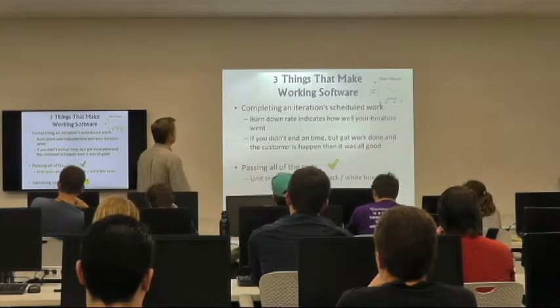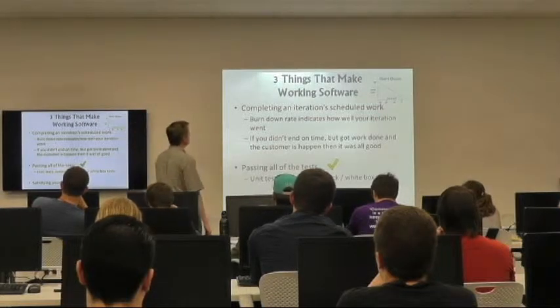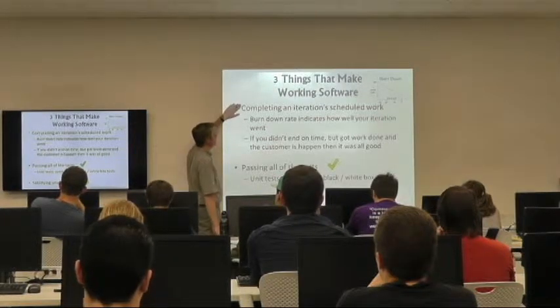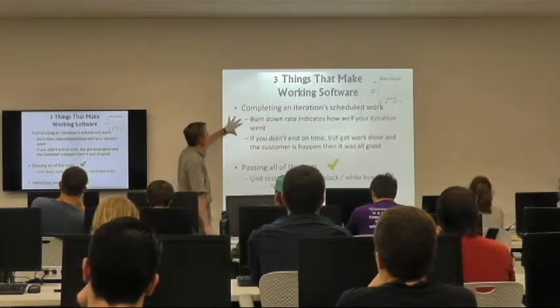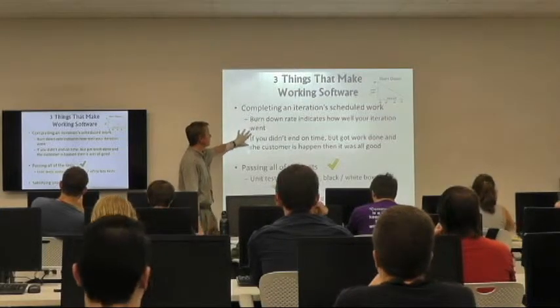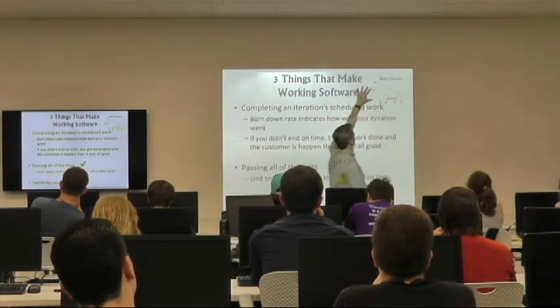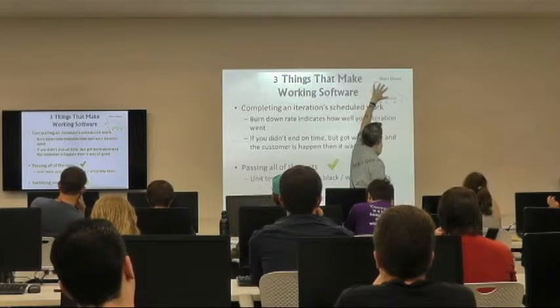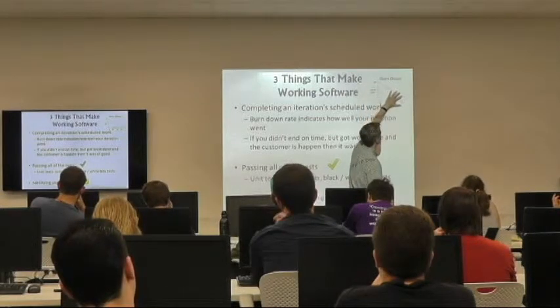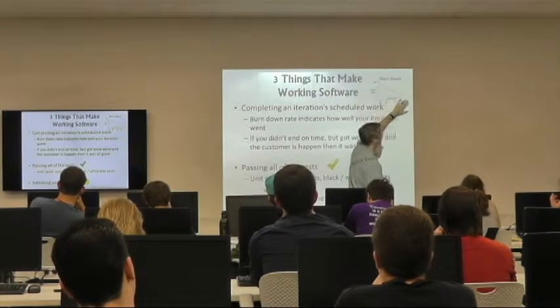All right, 3 things to make working software. We want to complete an iteration's scheduled work. The burn down rate indicates how well your iteration went. Remember, burn down is a little friend right here. Now this little red line indicates the ideal working rate of the people who are working on it.